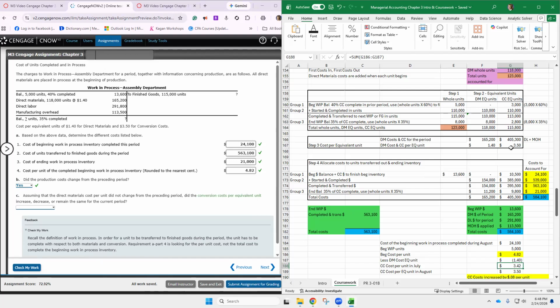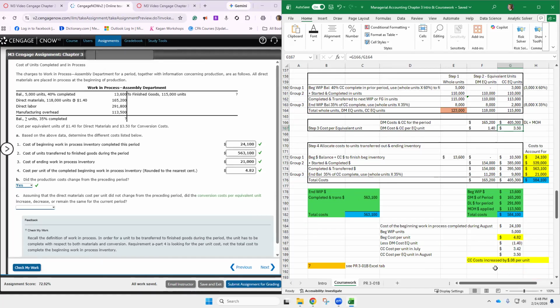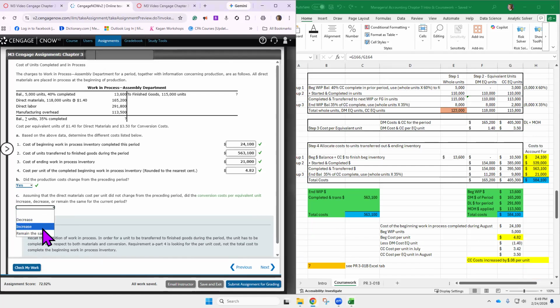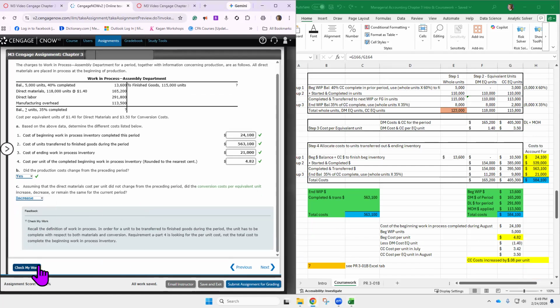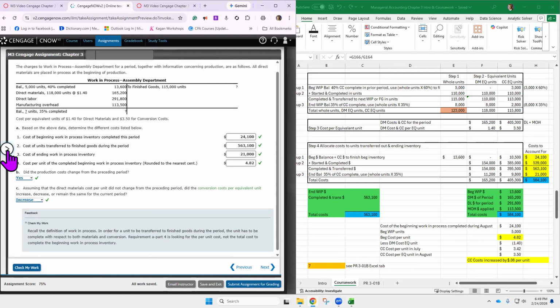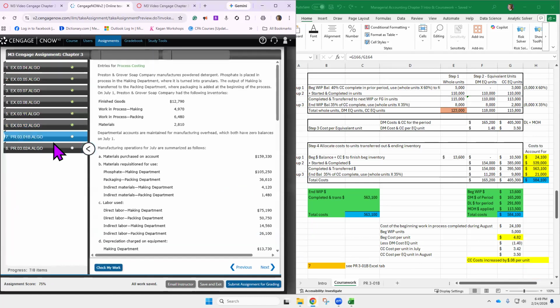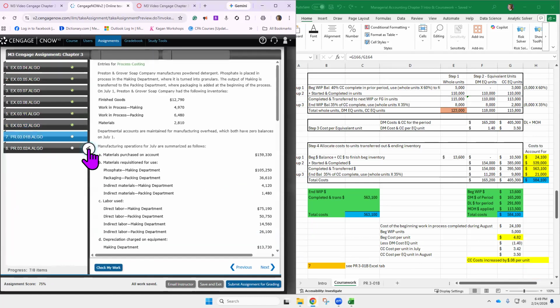What is the conversion cost for August? Here it is. Conversion cost, $3.50. So there is an 8-cent difference, and costs have gone up. Conversion costs increased by 8 cents. So it is an increase, but they didn't ask us how much the increase was. Okay, 2 more. We're going to try to get through with this.